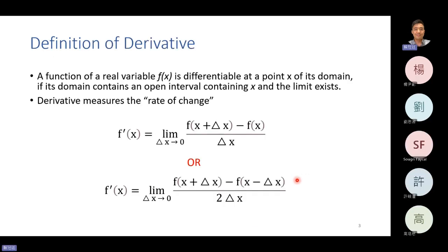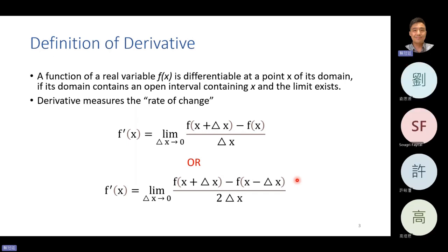So here's the definition of derivative. First we define a function of a real variable, f of x. The function is differentiable at a point x if its domain contains an open interval and the limit exists. So you need to have a continuous interval at the point x to make f of x differentiable.